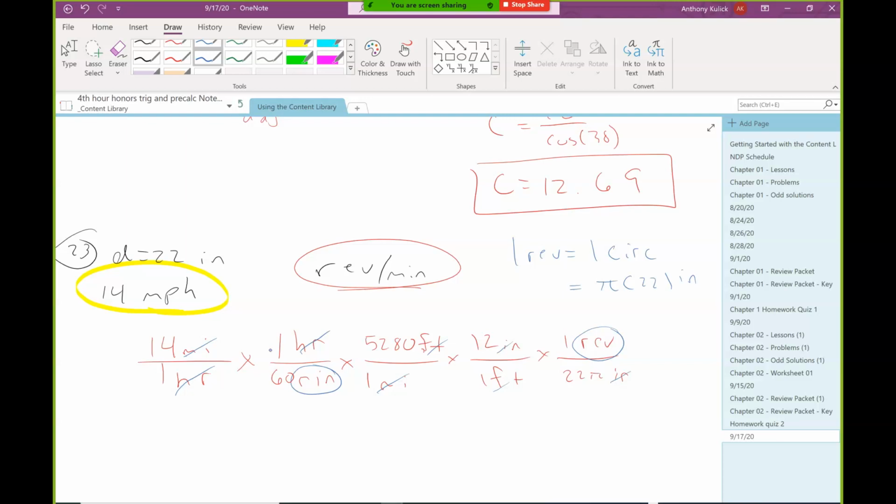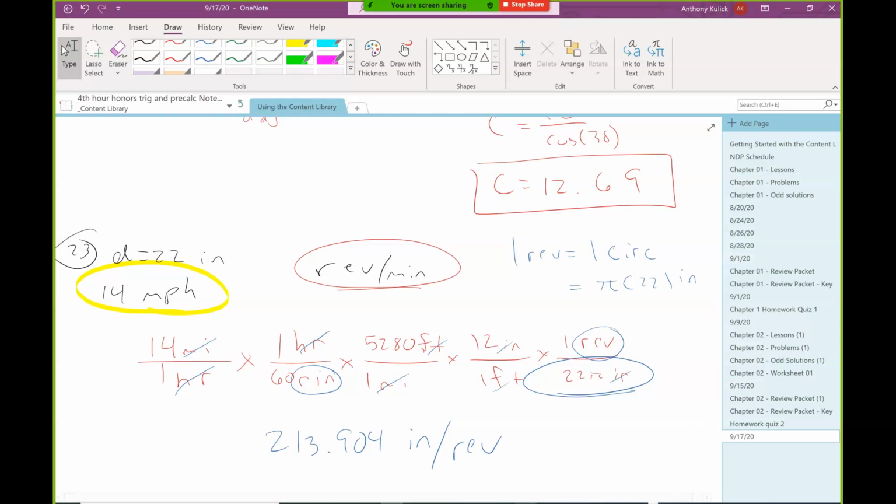And the most likely place for a mistake here would be when we divide by 22 pi. If you did a division bar on your calculator, you need to make sure you put a parenthesis around the 22 pi, because if you just type divide 22 pi, it's going to divide by 22, take that answer and then multiply it by pi.